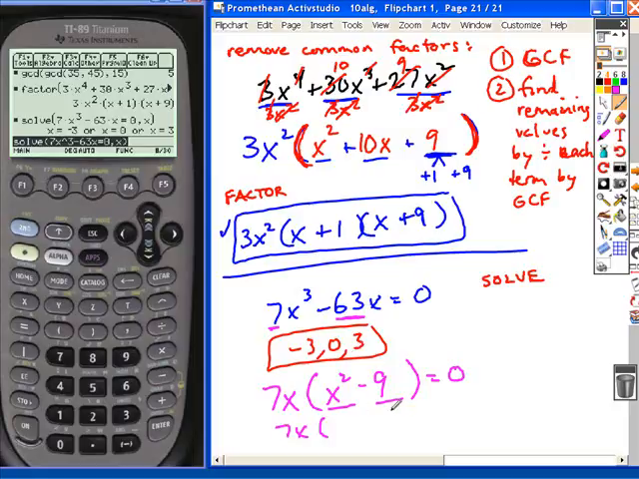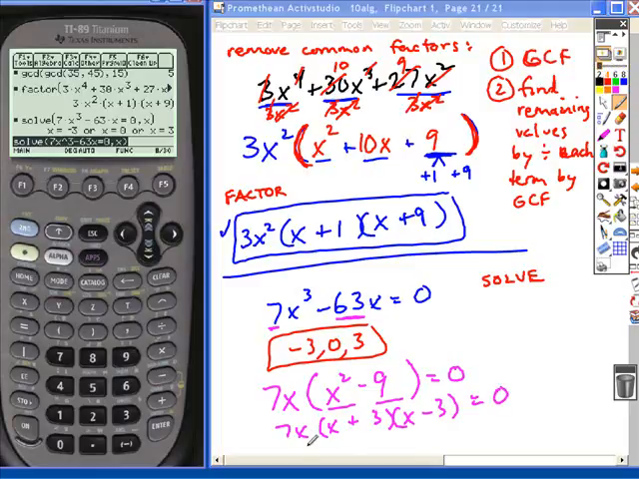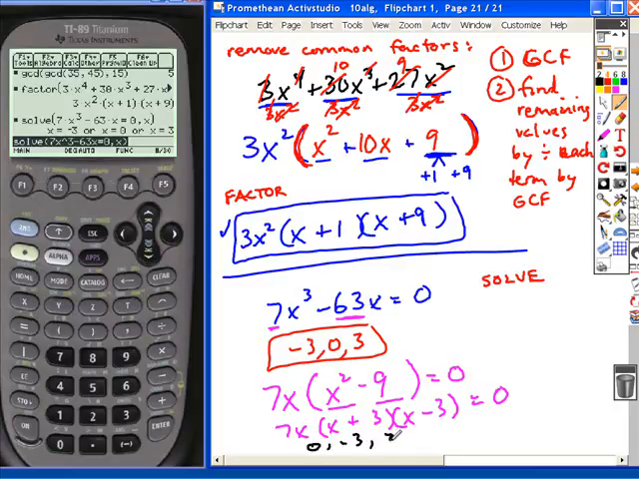And now we have the difference of 2 squares. What bases are being squared here? x and, to get 9, we square 3. So we're going to take the sum and difference of those. And when we set each of these factors equal to 0, we solve. Here x equals 0, here x equals negative 3, here x equals positive 3. And you can see these are identical, confirming what we got by using the calculator.